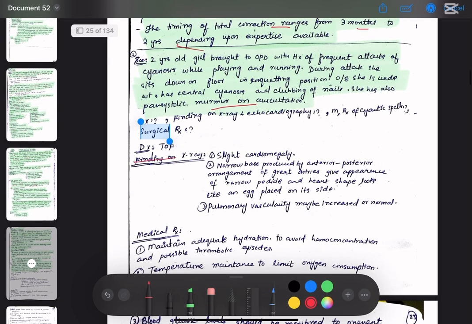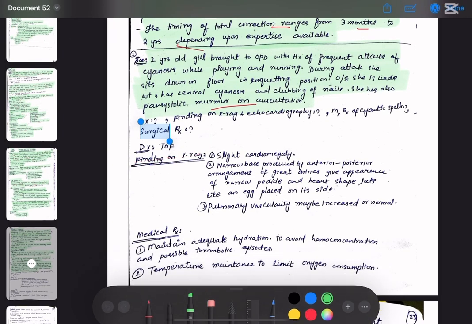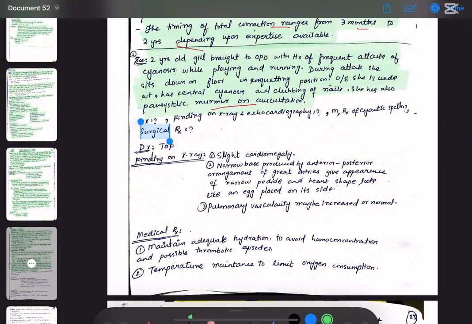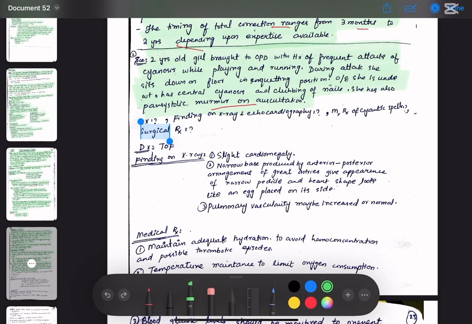So the findings on the X-ray will be slight cardiomegaly, and pulmonary vascularity, which may be increased or normal. And the narrow base produced by the anterior posterior arrangement of the great arteries gives the appearance of a narrow pedicle, and the heart shape looks like an egg placed on its side.